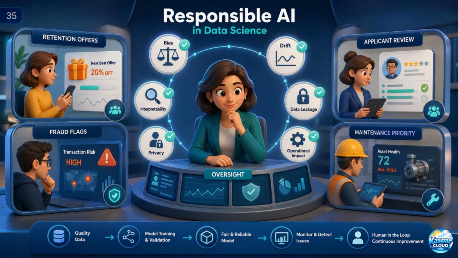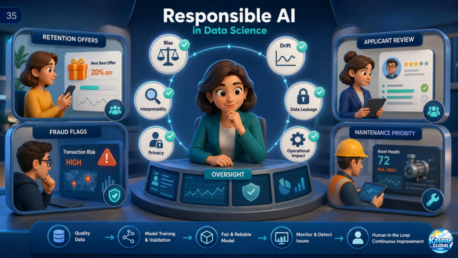Responsible AI is equally important because data science systems influence real business decisions. A model may affect which customer receives a retention offer, which applicant is prioritized for review, which transaction is flagged as suspicious, or which machine receives maintenance first. Teams should evaluate risks related to bias, model drift, interpretability, data leakage, privacy, and operational impact.